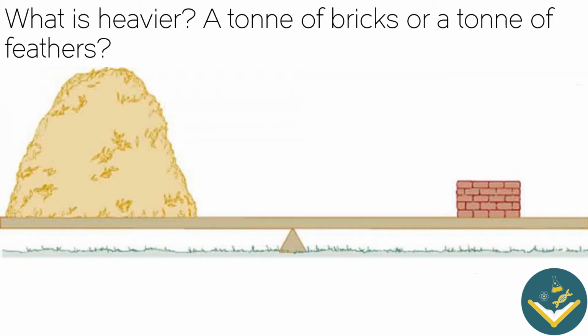However, what if I asked you about the amount of feathers and the amount of bricks? Do we have the same amount? Well, no, obviously, of course not. We can clearly see we have far more feathers than we do bricks.